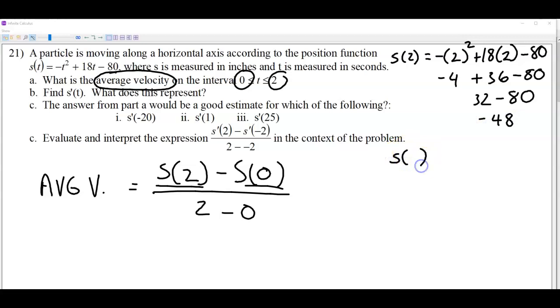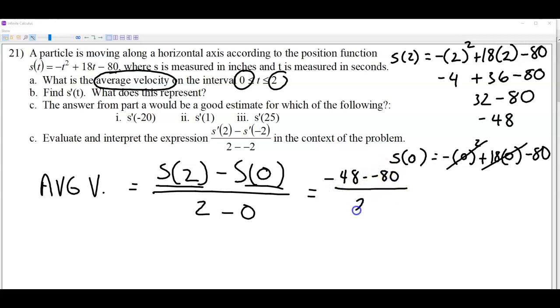Next we have s of 0. And these are just going to go away, leaving with negative 80. So s of 2 we decided was negative 48. S of 0 was negative 80. And then we have 2 minus 0 on the bottom. And we'll go ahead and simplify that. The double negatives here on the top become positives. And that's going to leave me with 32 over 2, which is 16.